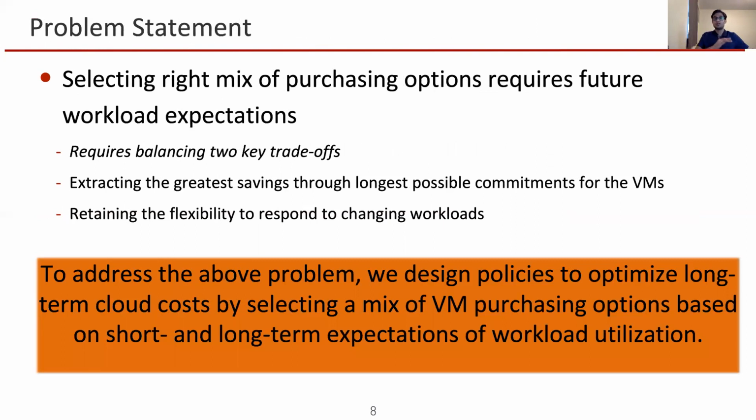The latter problem statement, which involves selecting the right mix of purchasing options, requires future workload expectations, and this requires balancing two key trade-offs: where do you want the highest cost savings, where users can pick long-term reserved VMs, or do you want to retain the flexibility to respond to changing workloads by selecting more on-demand VMs. Hence, in order to address this problem statement, we design policies to optimize long-term cloud costs by selecting a mix of VM purchasing options based on both short-term as well as long-term expectation of workload utilization.